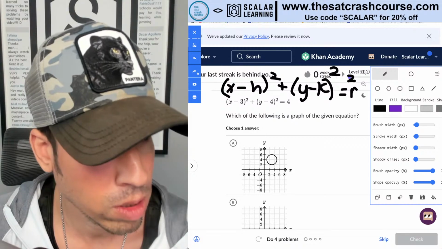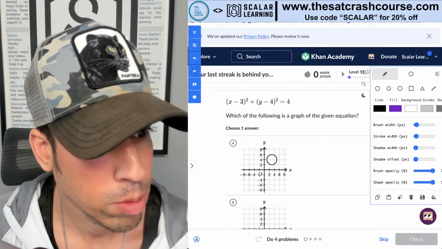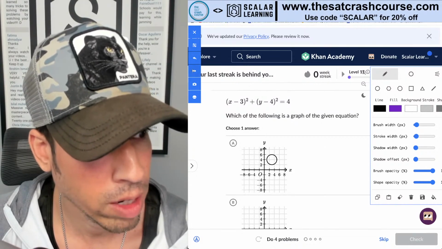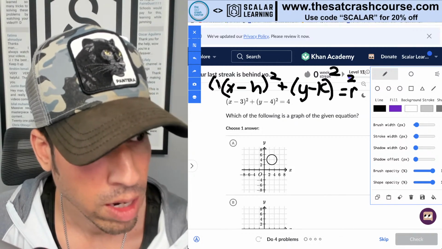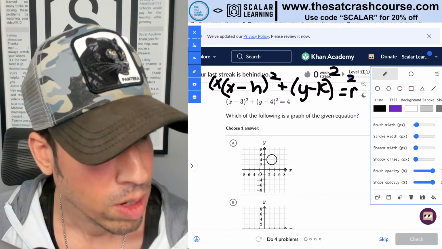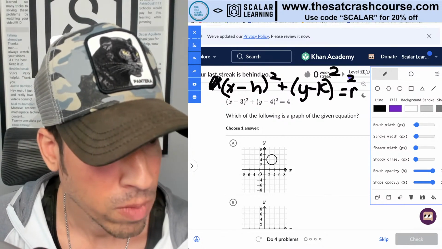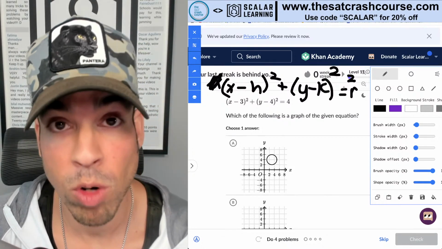That got messed up. Let me undo that. Oh, I just totally got rid of everything. So let me write that down again. So we've got x minus h squared plus y minus k squared equals r squared, where r is the radius.